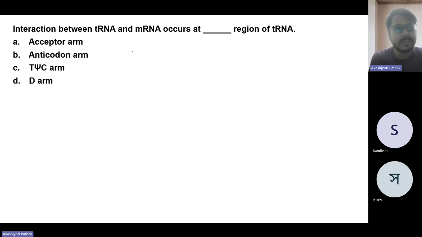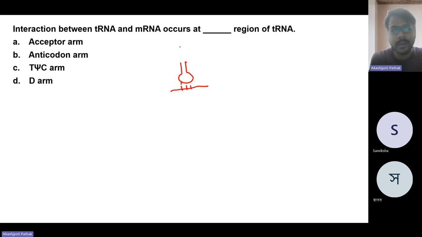Okay. Now let's move to the next question. The interaction between the tRNA and mRNA occurs at dash region of the tRNA. So this is a very basic anticodon question. All of you know that this is the anticodon arm. If you look at the structure of tRNA, this tRNA has an anticodon loop, and this anticodon loop recognizes the codon regions of the mRNA, right?